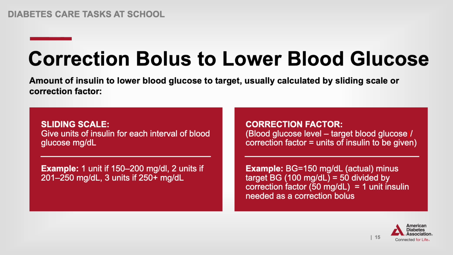Correction doses are calculated by subtracting the target blood glucose from the actual blood glucose. Then the difference is divided by a correction factor to determine how many units of insulin are needed to lower blood glucose to the target range. For example, consider a student whose blood glucose level is 150 and the target is 100. If the correction factor is 50, this means 1 unit of insulin would be given as a correction dose to correct for high blood glucose.